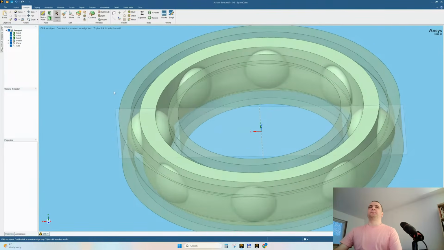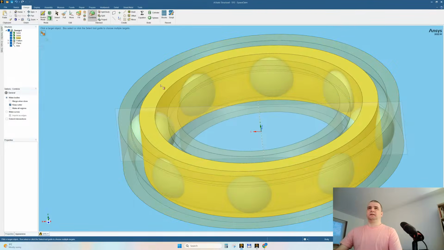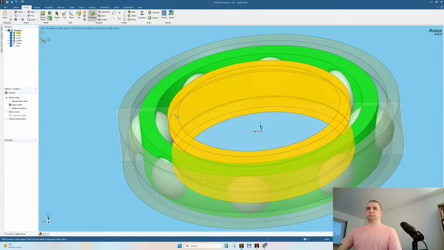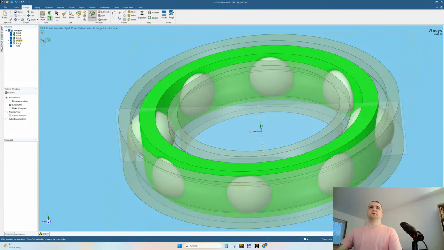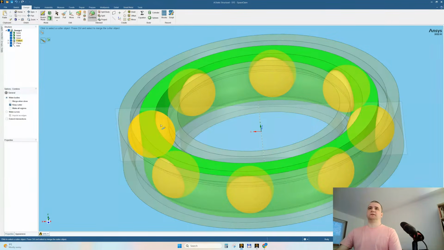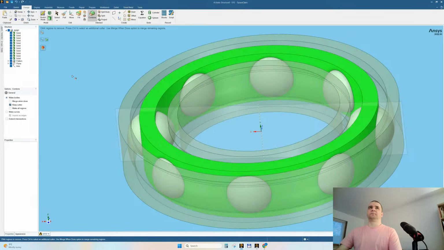Where were we? Here. We have the combine command, which is responsible for the Boolean operations. Click a target object. I need the cage to be cut with the balls. If I click one ball, because they are in a pattern, all of them will be selected. Okay, let's click one. And now the cut is complete, okay?